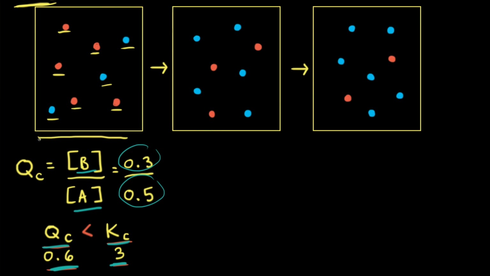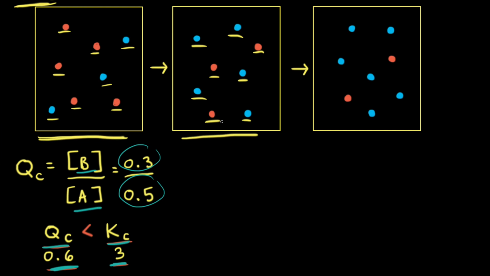So let's compare the first particulate diagram to the second particulate diagram. In the first particulate diagram, we had 3 blues and 5 reds. In the second particulate diagram, we have 5 blues and only 3 reds. So that shows the reaction has moved to the right to increase the amount of products and to decrease the amount of reactants.